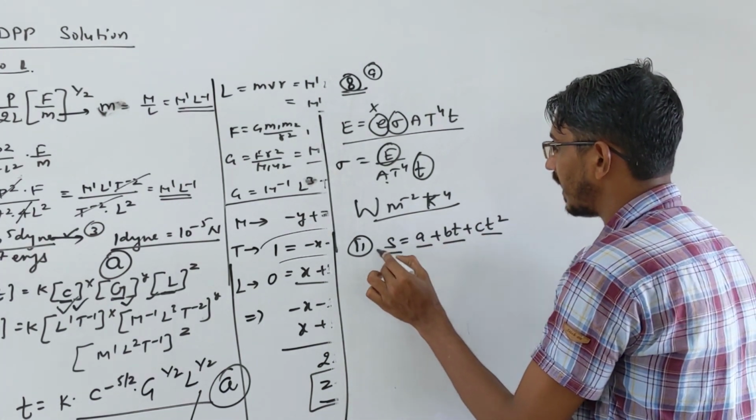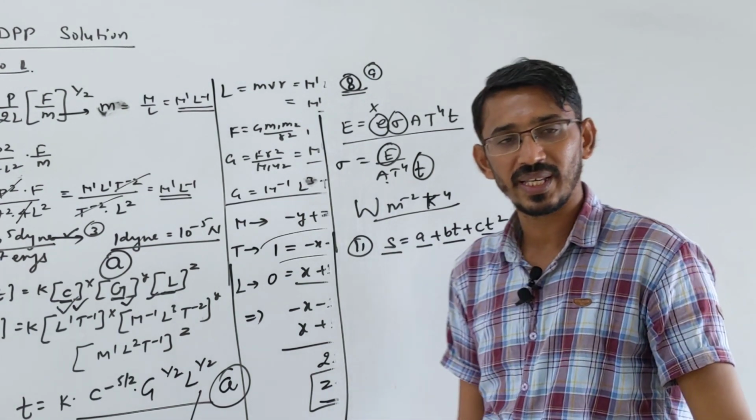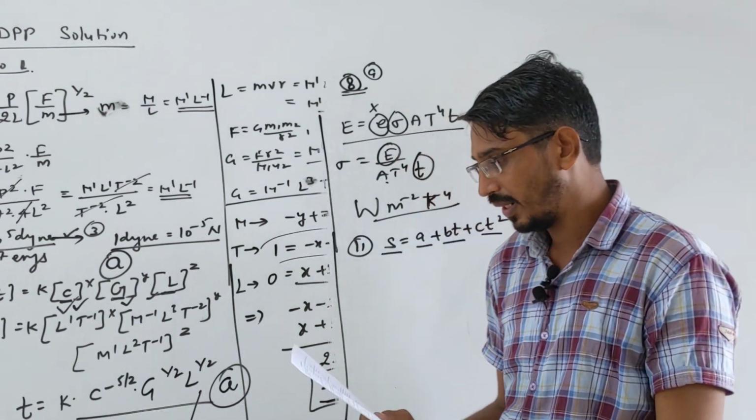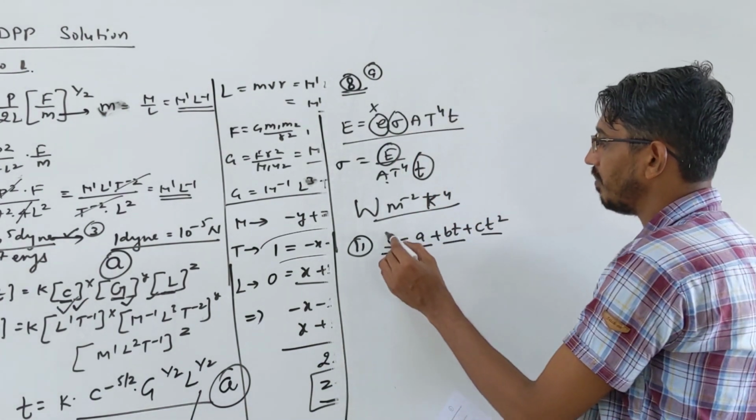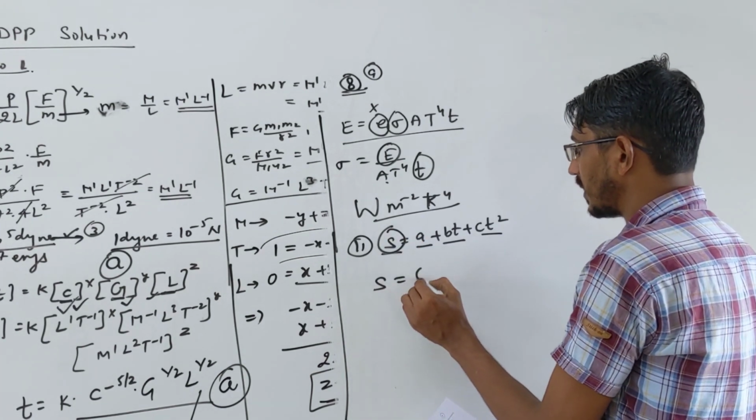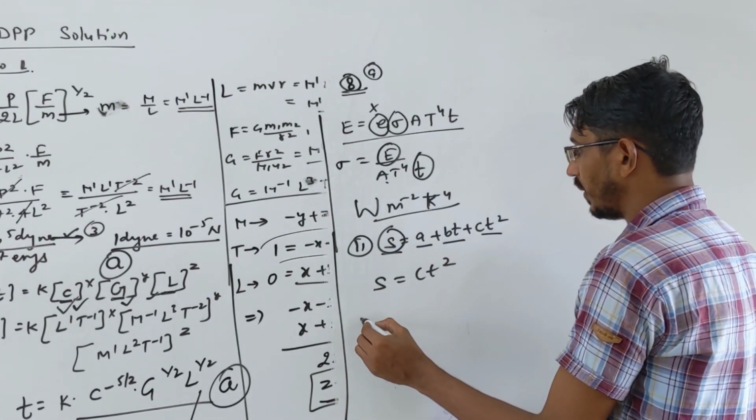C is coming here. These all terms are added and subtracted. It means they should have exactly the same dimension, right? Yes. So S, they said in meter, we know this. So S is equal to CT square dimensionally.